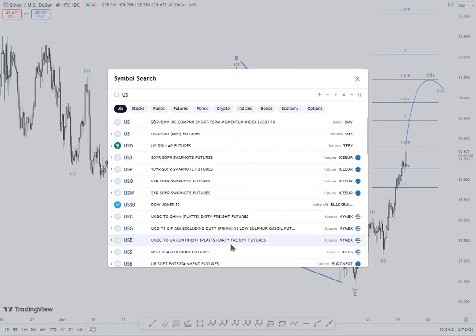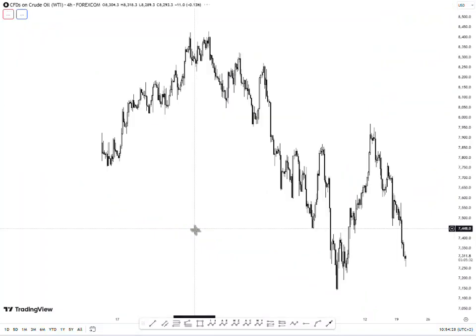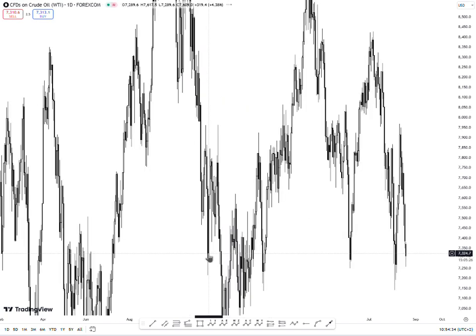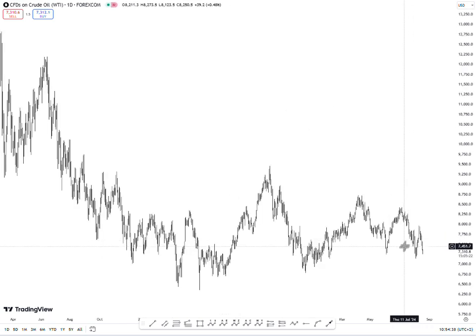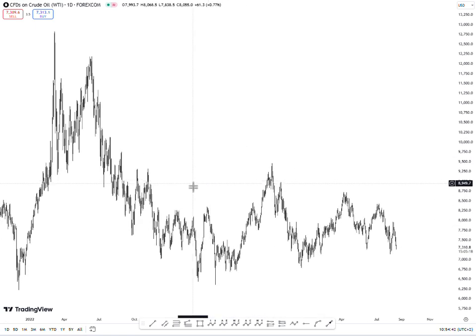Let's check on USOIL. When we check on US crude oil, this one is a very, very interesting one. So guys, this can be debatable, but I'm just going to give you my opinion. You know, nobody can know this.